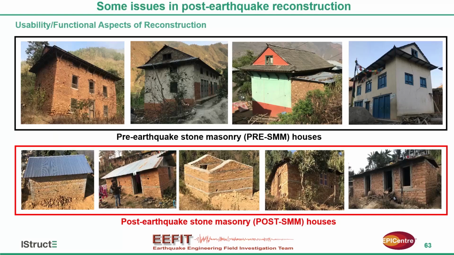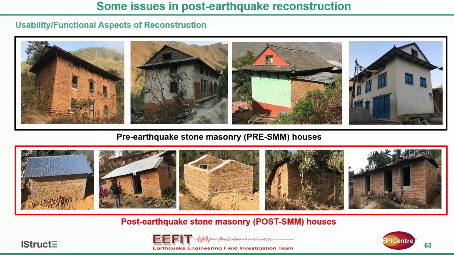So the first issue, which is the most important issue in the post-earthquake reconstruction, is that if you compare the top row and bottom row of houses, the top row shows the photographs of pre-earthquake stone masonry typology, and the post-earthquake newly built houses. You can easily see there is so much difference, and the purpose of building a house is to provide safe and sufficient space for its occupiers, rather than only to be able to withstand stronger earthquakes. That's not the only reason.